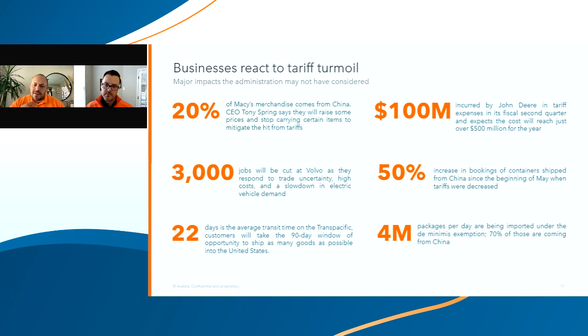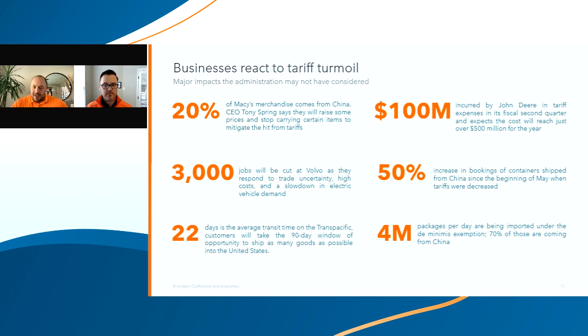And yeah, this is just a slide talking about some of the ways that large businesses are reacting to the tariffs. Macy's said that a lot of their goods come from China, and they're gonna have to stop carrying certain things because of the tariffs. John Deere saying that they already hit $100 million in tariffs makes sense given the amount of steel and aluminum tariffs coming from China.